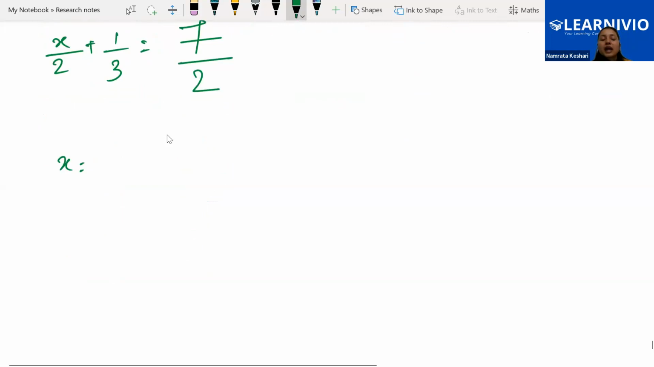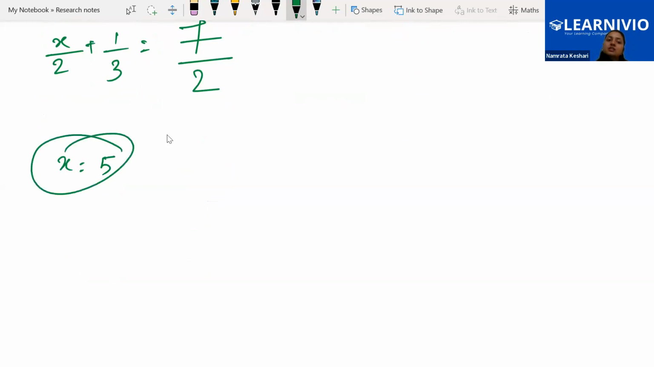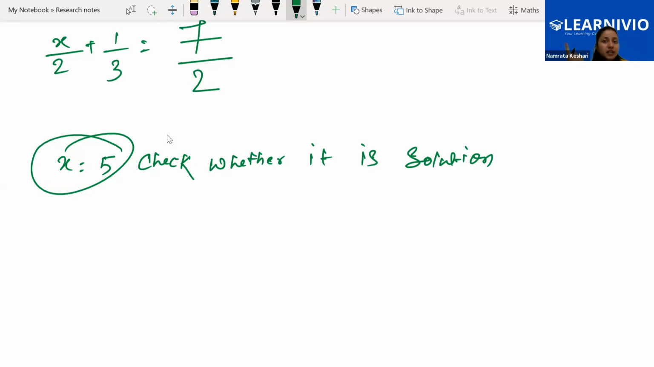Because in mathematics, suppose I randomly take a number 5, and we have to check whether it is a solution or not. So far we have understood the meaning of the solution: when we take the value and substitute it in our equation, our left hand side and right hand side will become the same. When the teacher says it will satisfy, it's the same thing: left hand side and right hand side the same.